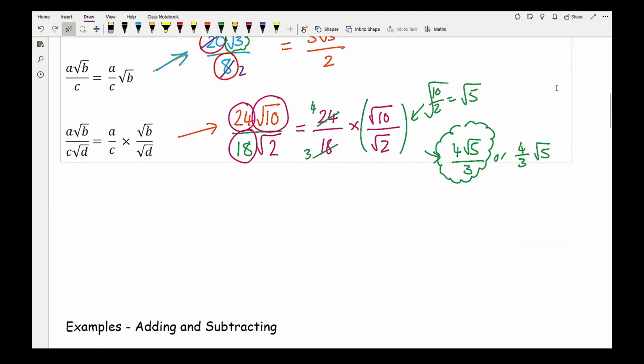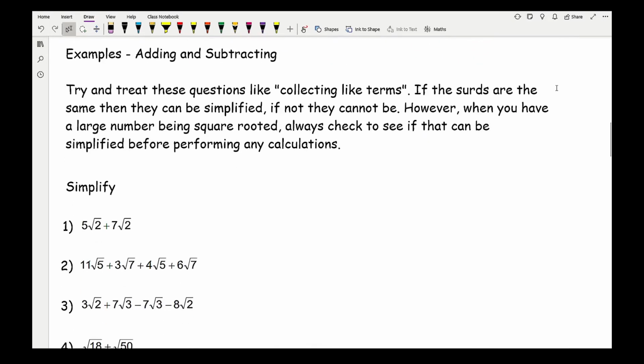So that's something that we can go into. So the next thing we move into is, okay, let's have a look at some questions. Now again, as I've already mentioned, when we're adding and subtracting, what you want to try and do is treat these questions like you're collecting like terms. So if the surds are the same, then they can be simplified. If they aren't, then they cannot be. However, if you have a large number being square rooted, always check to see if it can be simplified before performing any calculations. And again, if you're not sure what I mean by that, I'll go through an example.